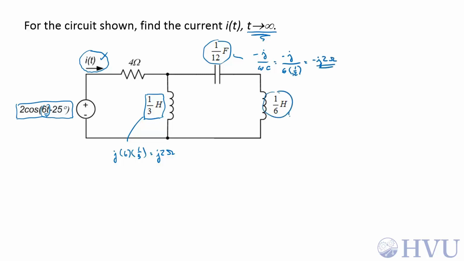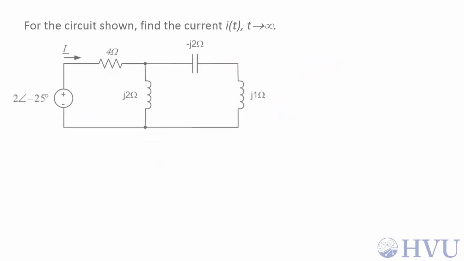And finally, this inductor's impedance is going to be J times 6 times 1 over 6, which is just J1 ohm. Now let's redraw the circuit in the impedance domain and go on with our analysis. Transformed all of our circuit elements to impedances. The resistor's impedance is, of course, just its resistance. Converted our voltages and currents to phasors. Now we just need to solve for I.